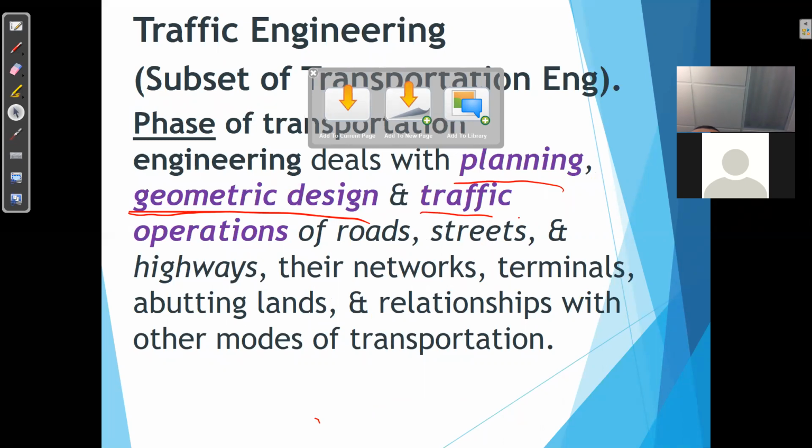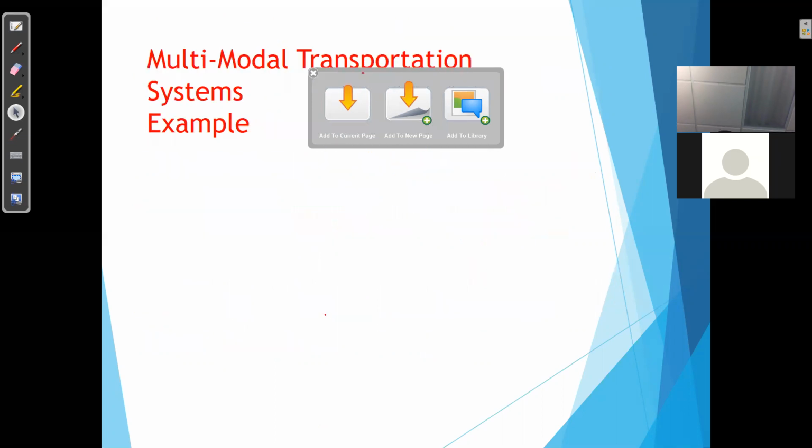And then comes the thing that you'll be doing completely by yourselves: traffic operations of roads, streets, highways, networks, terminals, lands, and relationships with other modes of transportation. So here we deal with the things we have on the road. We have cars. How can we deal with improving that? So I'm going to move now to a very simple and nice example.